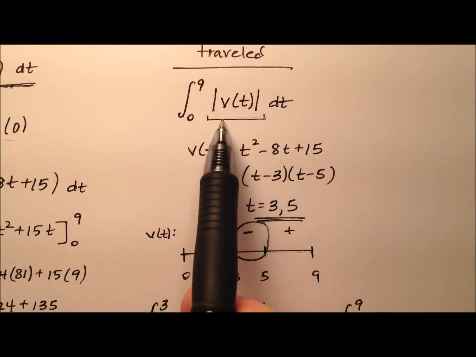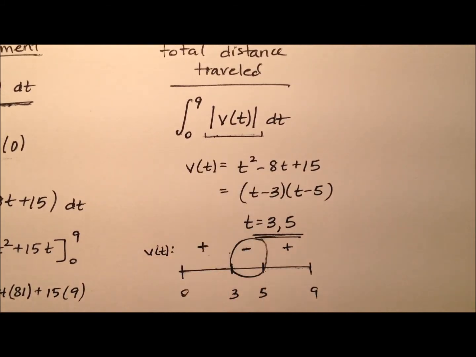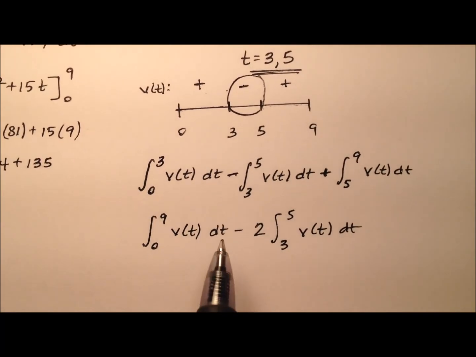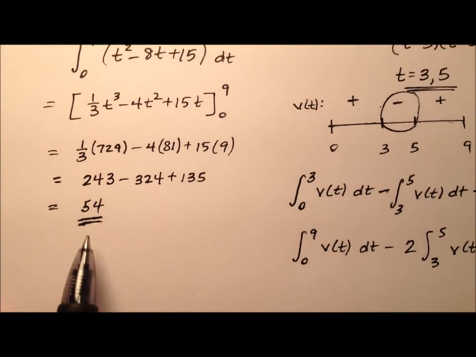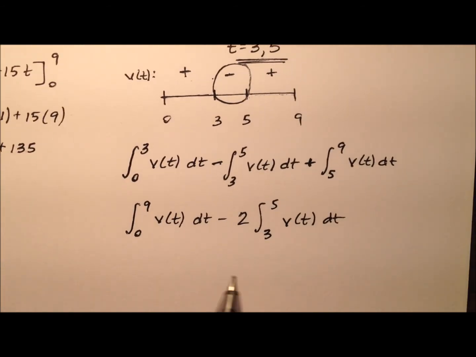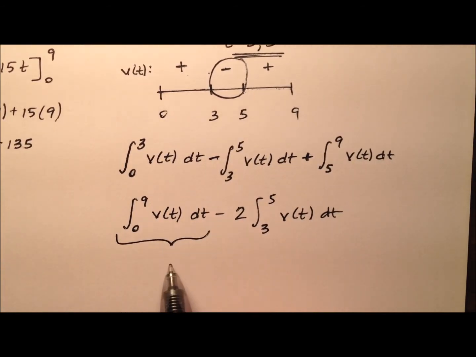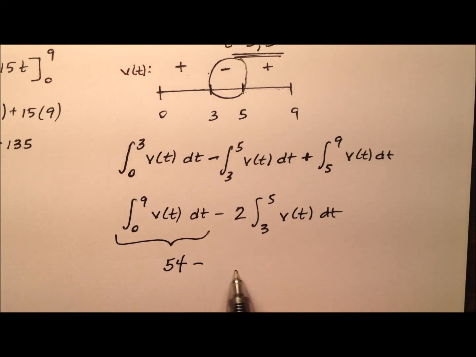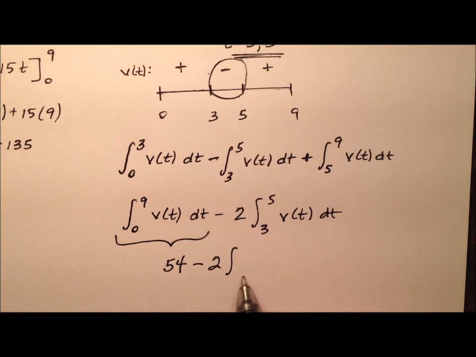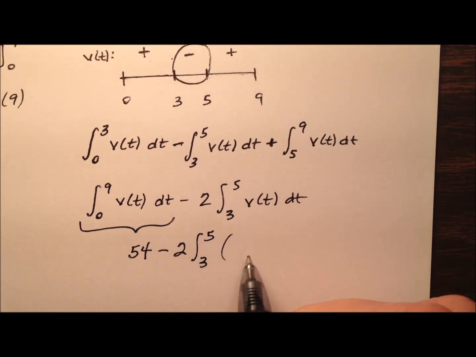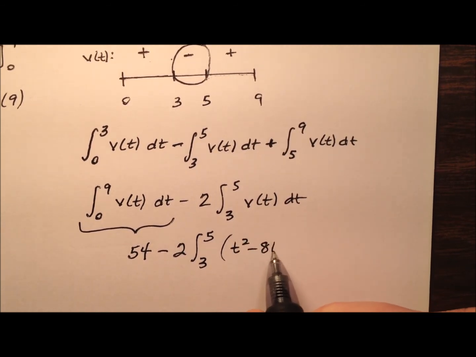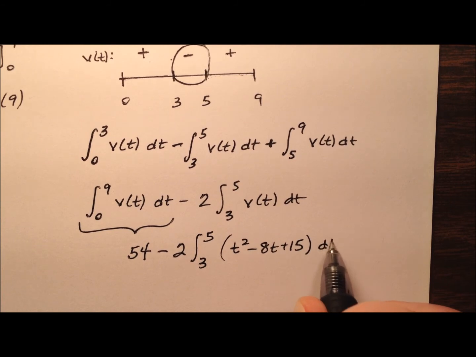And again, there are other ways that you can do these absolute value integrals. I'm going to do it this way because we've already worked our displacement and we already know it's 54. Okay, so right here, this guy is 54. So I also need to now do the integral from 3 to 5 of our velocity function. Once again, the t squared minus 8t plus 15.